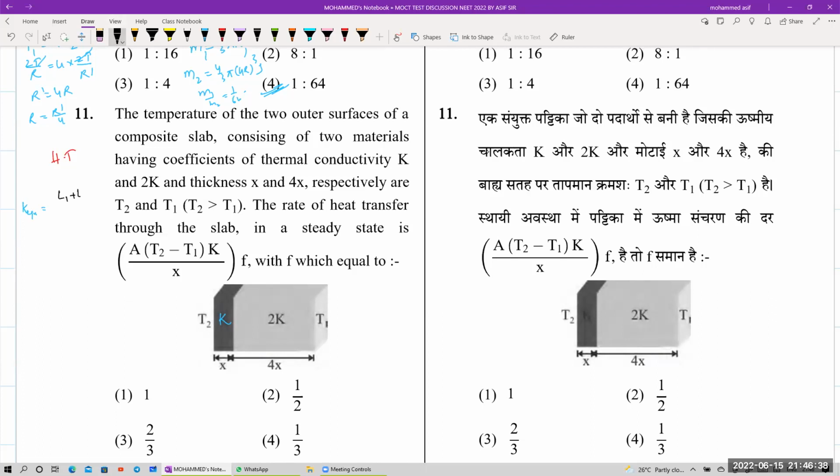इसका लेंथ हो गया L1 प्लस L2 डिवाइडेड बाय योर, ये हो गया L1 बाय K1 प्लस L2 डिवाइडेड बाय K2 थर्मल कंडक्टिविटी का। तो L1 की वैल्यू है x और L2 की वैल्यू कितनी है यहाँ पर? 4x. Divided by L1 is nothing but x, K1 is nothing but K, plus this one is 4x divided by 2K. तो ये कितना बन जाएगा बेटा? 5x, so it will be 4x plus this one, this is nothing but 5K divided by 3.